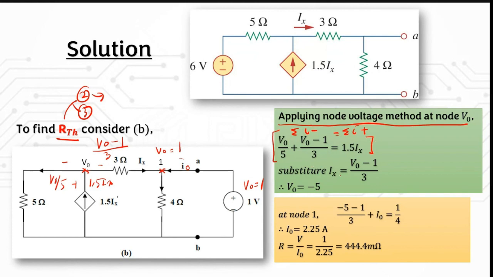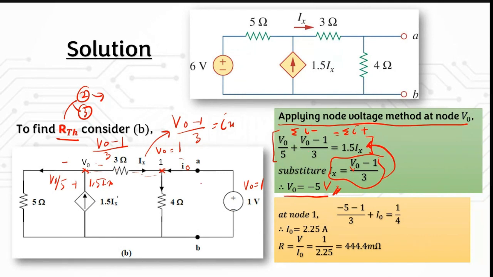Okay, so you know that your Ix is here, right? So your Ix here is actually equal to V node minus 1 over 3. Okay, so you already know that your Ix is this one, V node minus 1 over 3. So you can just substitute your Ix here. Then you can calculate for your V node. Then when you simplify, you get that your V node is actually equal to negative 5 volts. Okay.